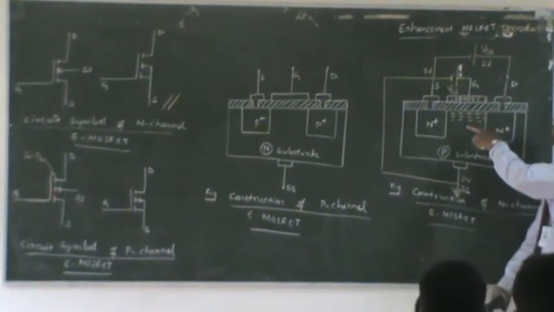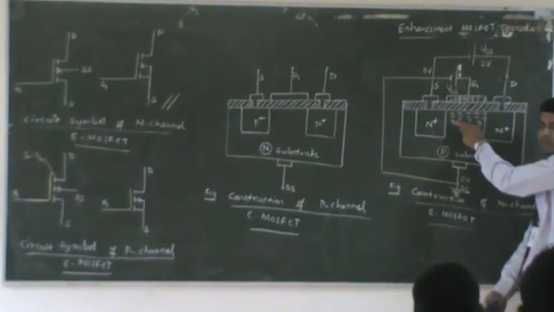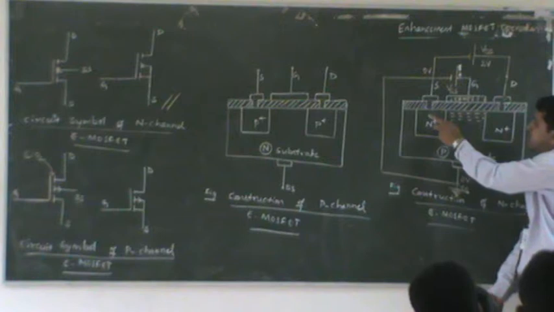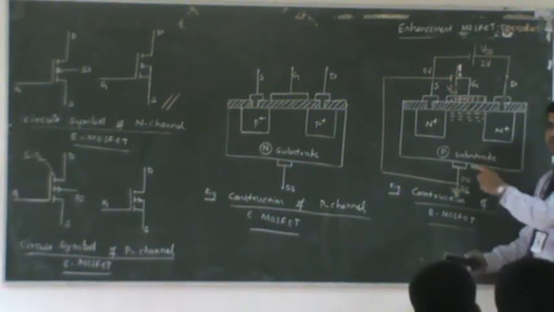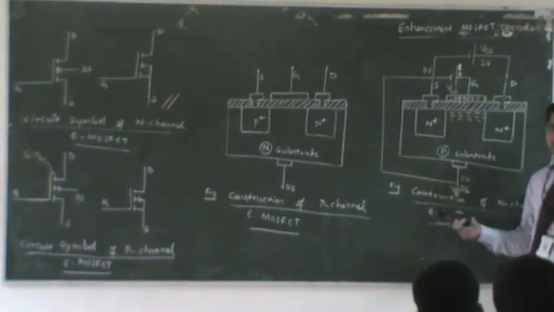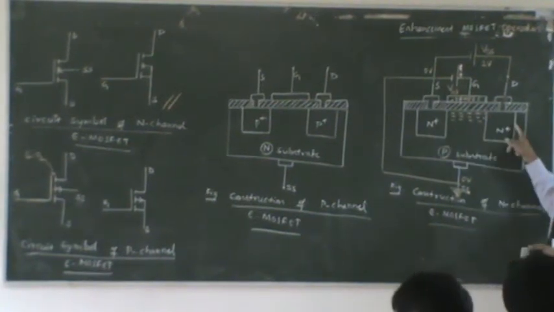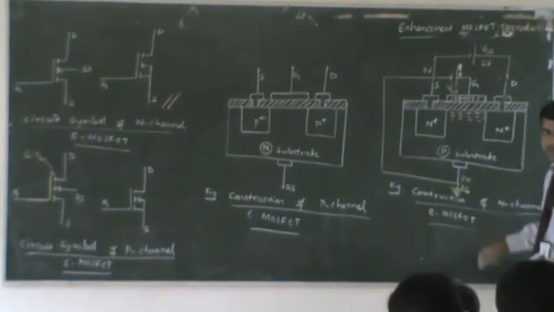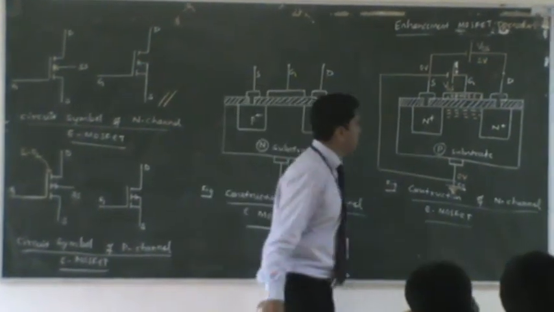How do you create this path? By applying positive gate voltage. This charge carrier itself will act like a path for the current to flow from the source N-plus region to the drain N-plus region. More charge carriers will come here, the road becomes wider, the path becomes wider. That means it can allow more charge carriers to cross this path. You understand this? That is the basic principle of operation of the n-channel.